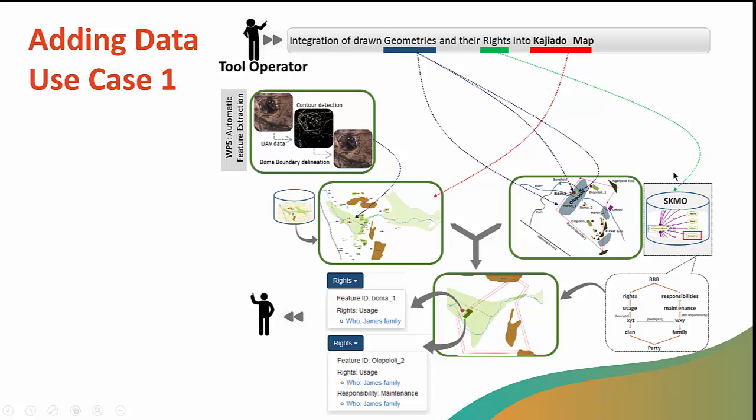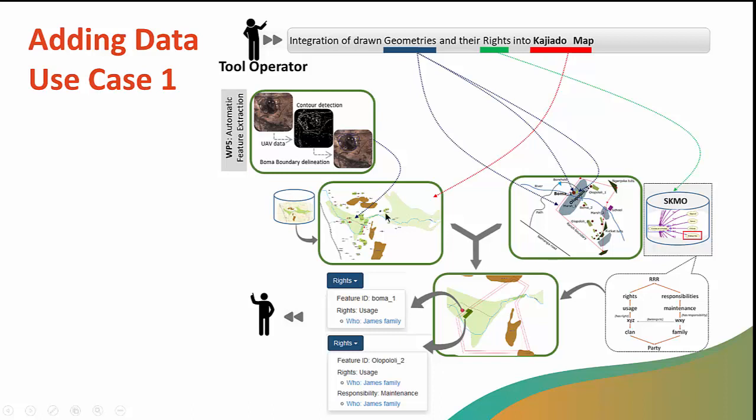You also see the SKMO. The SKMO is the local domain ontology, in this case the Southern Kenyan Maasai ontology, which we need to annotate the rights and the responsibilities. So this local domain ontology is used to annotate the spatial features, which you can see here with the associated rights. So here we have essentially the sketched information with the information on the rights.